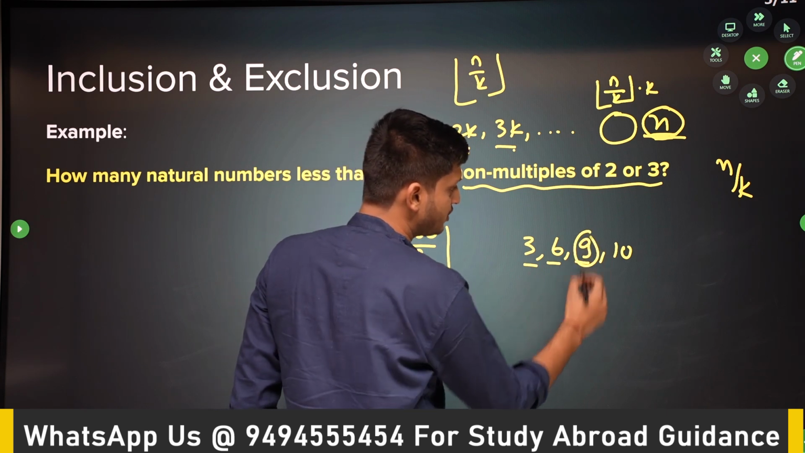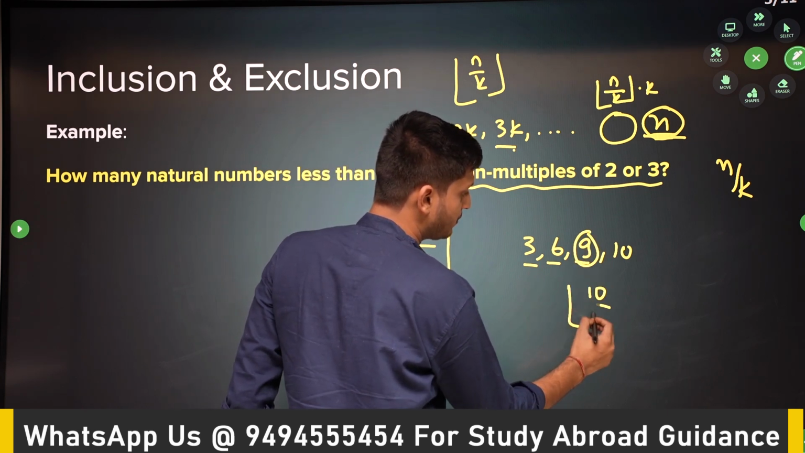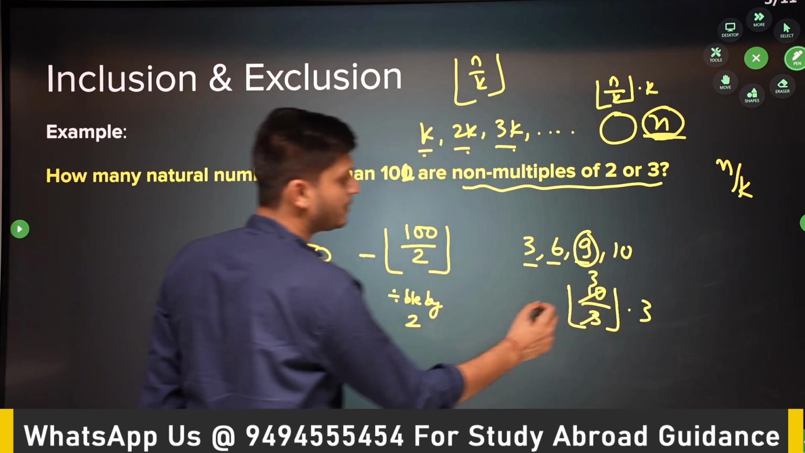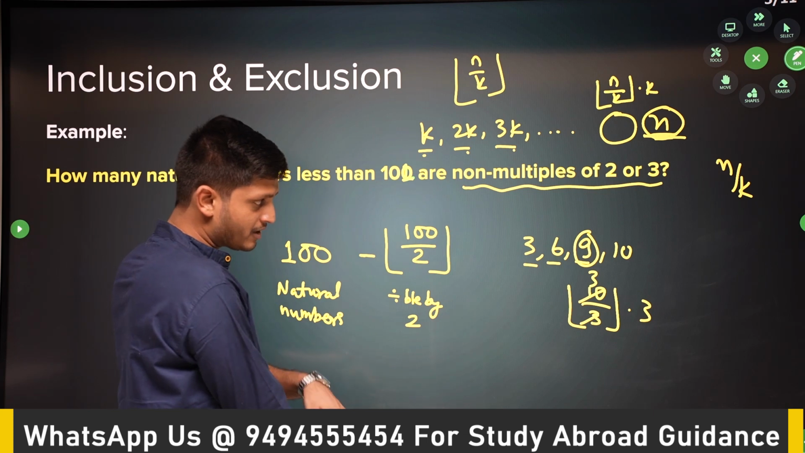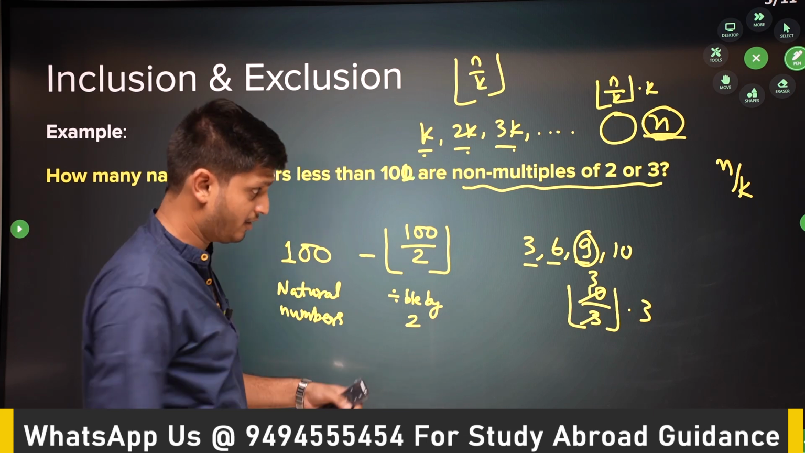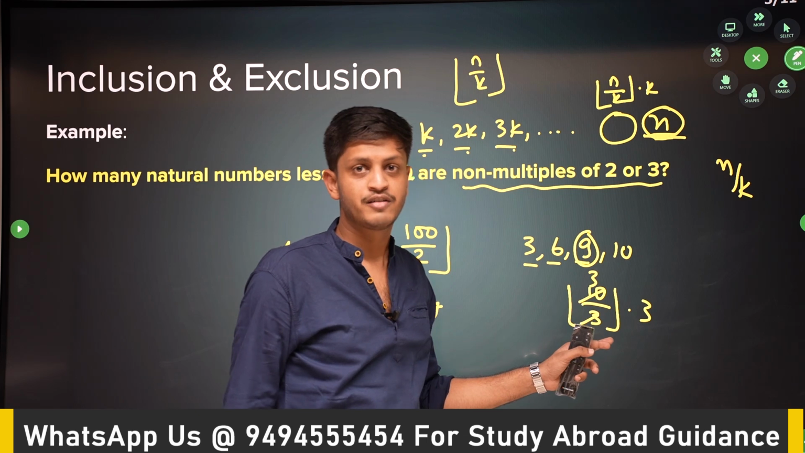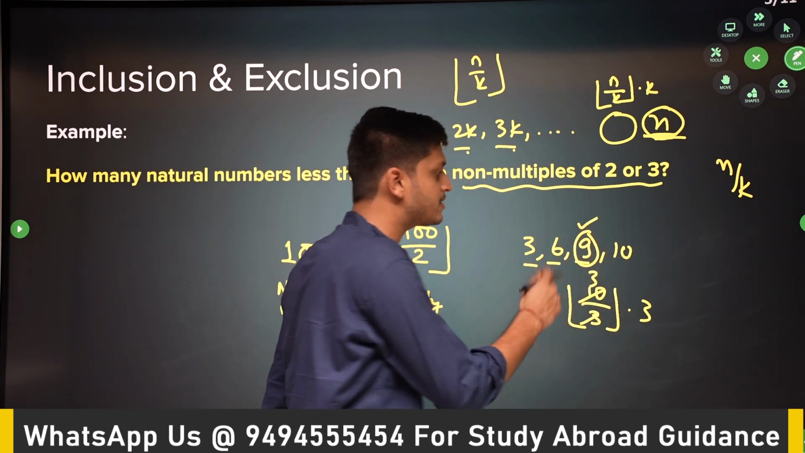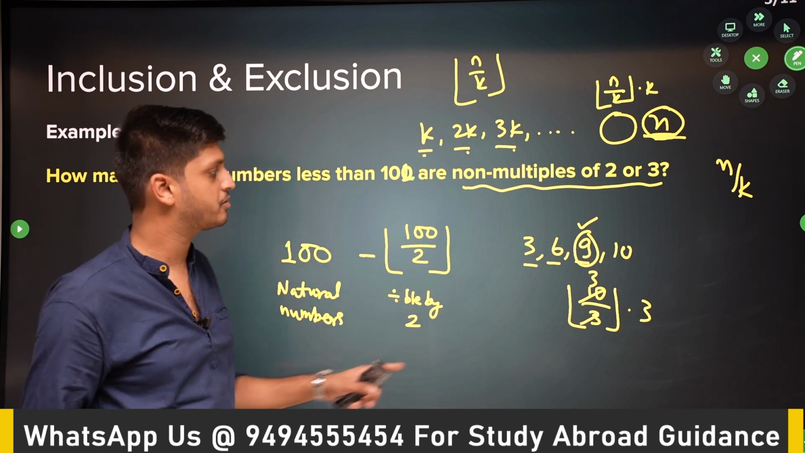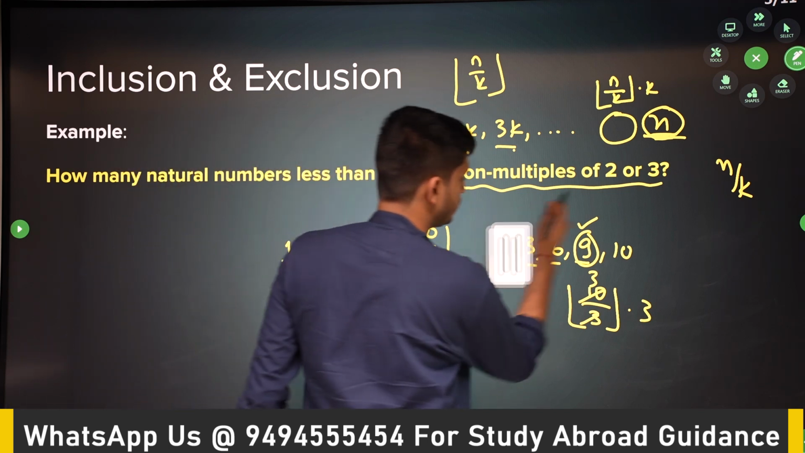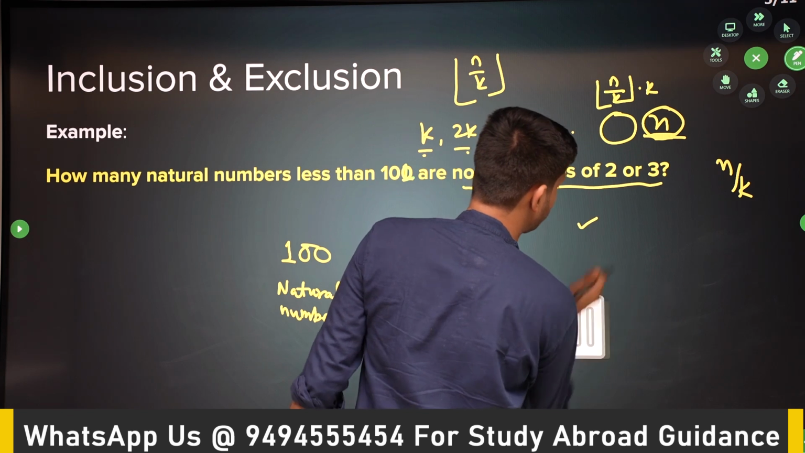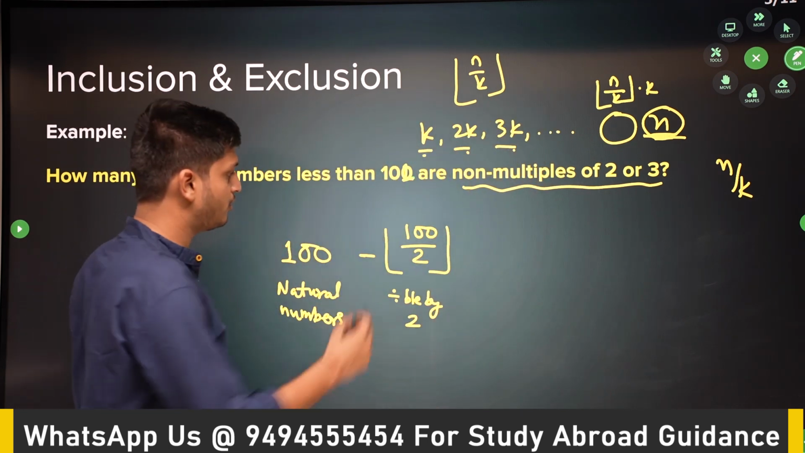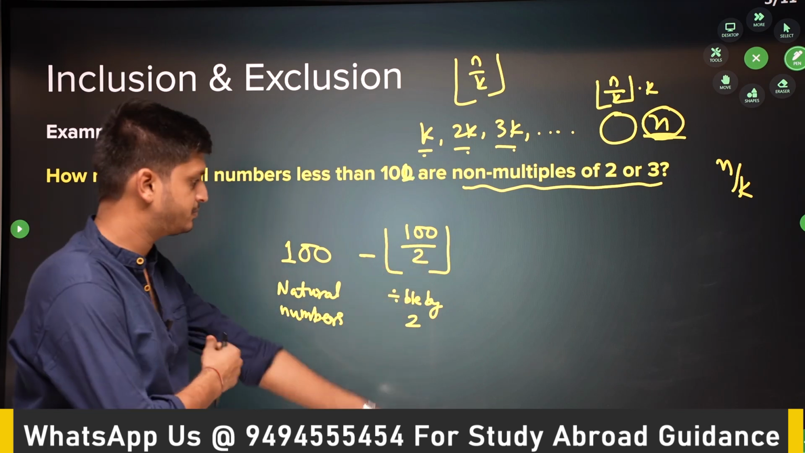So what is 9 actually? 9 is actually floor of 10 by 3 into 3. Because floor of 10 by 3 is the just less than number, like just less than 10, which will divide 3. Okay, so if I multiply it by 3, I will get 9, which is the last number which is less than 10 and is divisible by 3. So if you want to find the number of natural numbers less than n and are divisible by k, it will be floor of n by k.